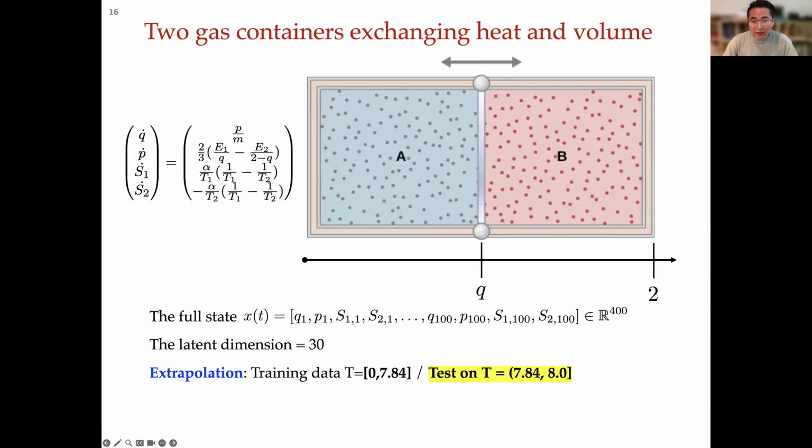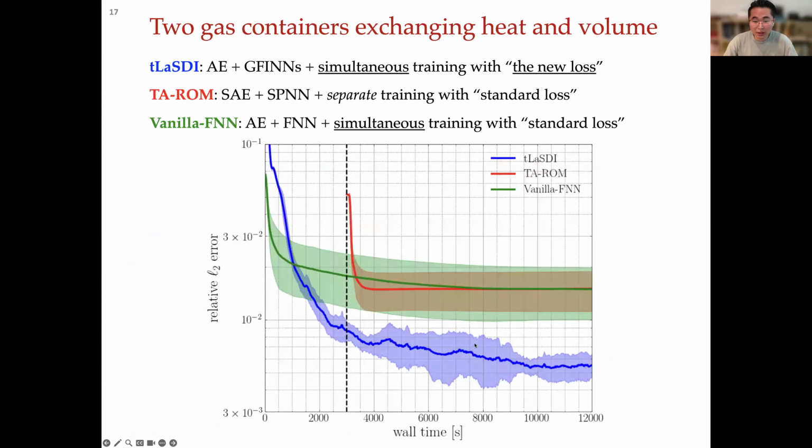And similarly, the gas container example. We do the same thing, testing on extrapolation to see how well the model performs. And we definitely see consistently better results for tLaSDI. We also ran multiple experiments and show the mean and standard deviation of the relative L2 errors.